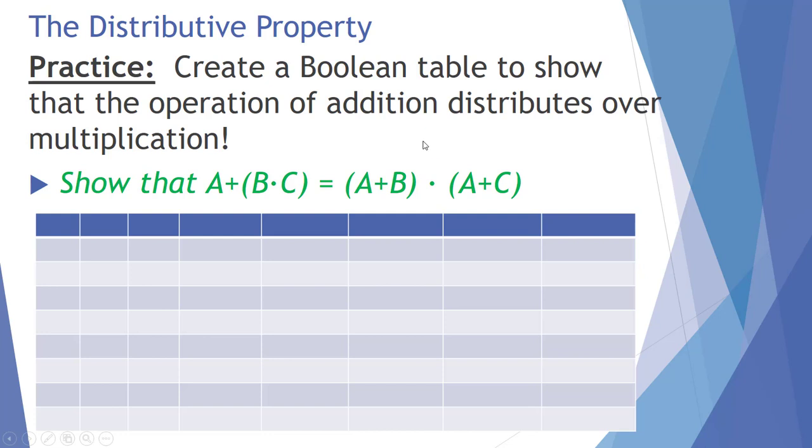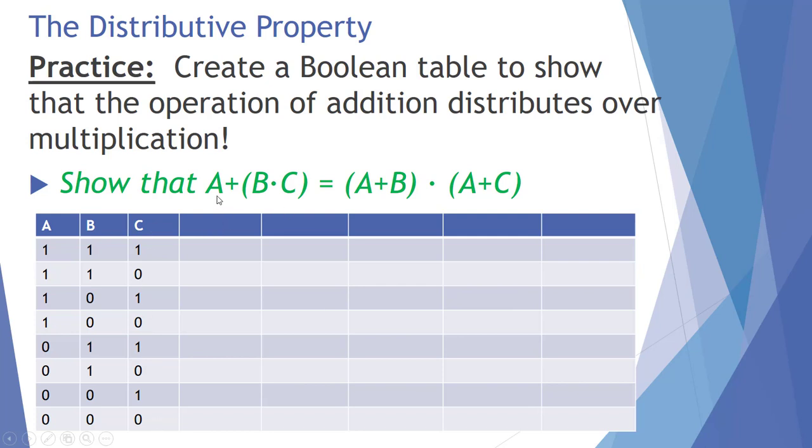Now let's look at a similar result. As it turns out, we can distribute addition over multiplication. That is not true in traditional algebra, but it does work in Boolean algebra. So we're going to show the same result using a similar process, although I'm going to streamline it a bit in the explanation. So of course we'll start by building conditions a, b, and c and all the possible combinations.